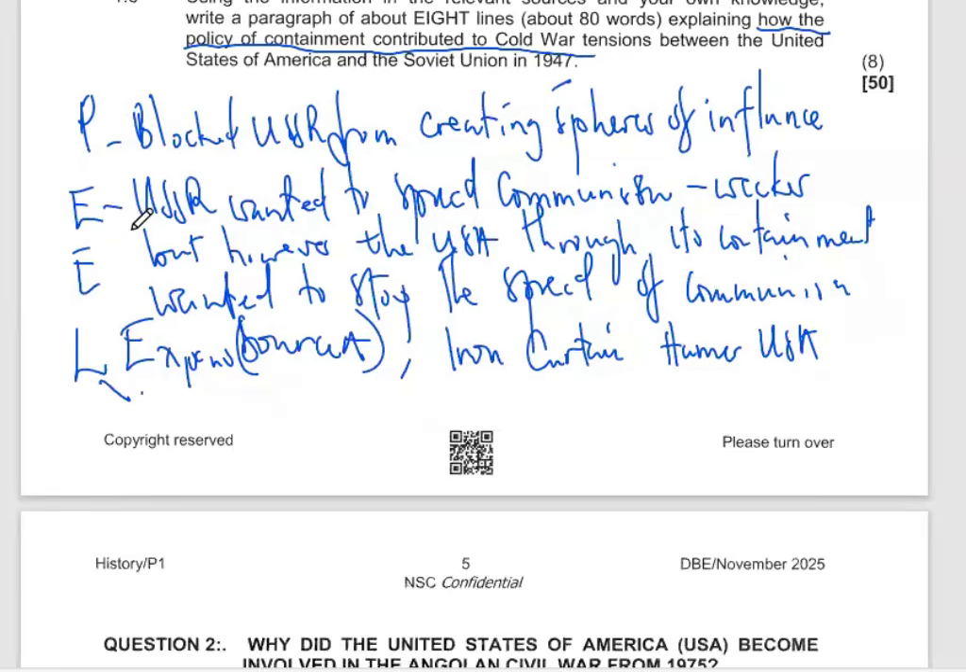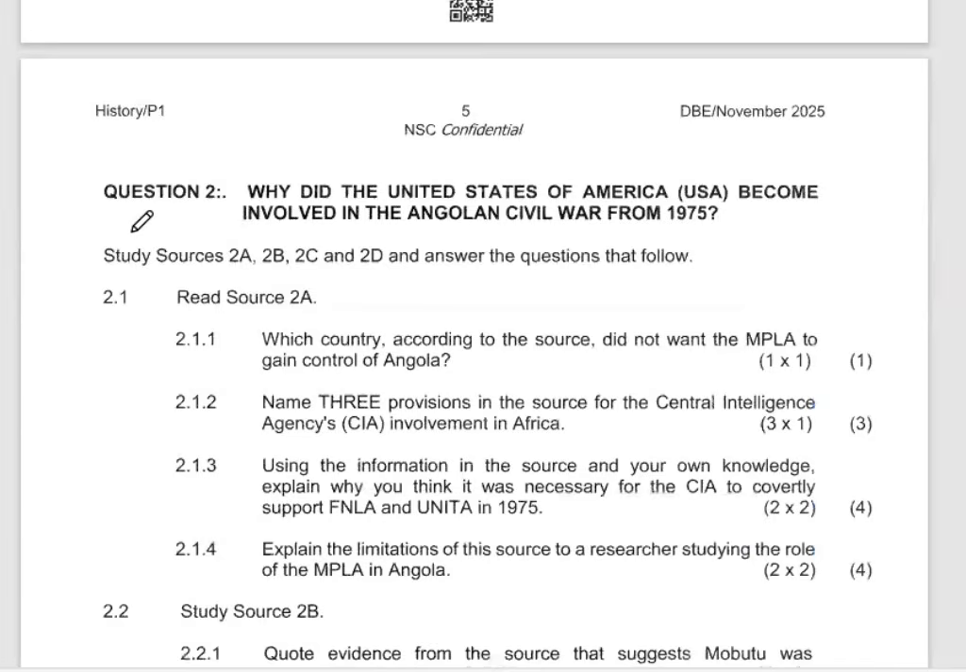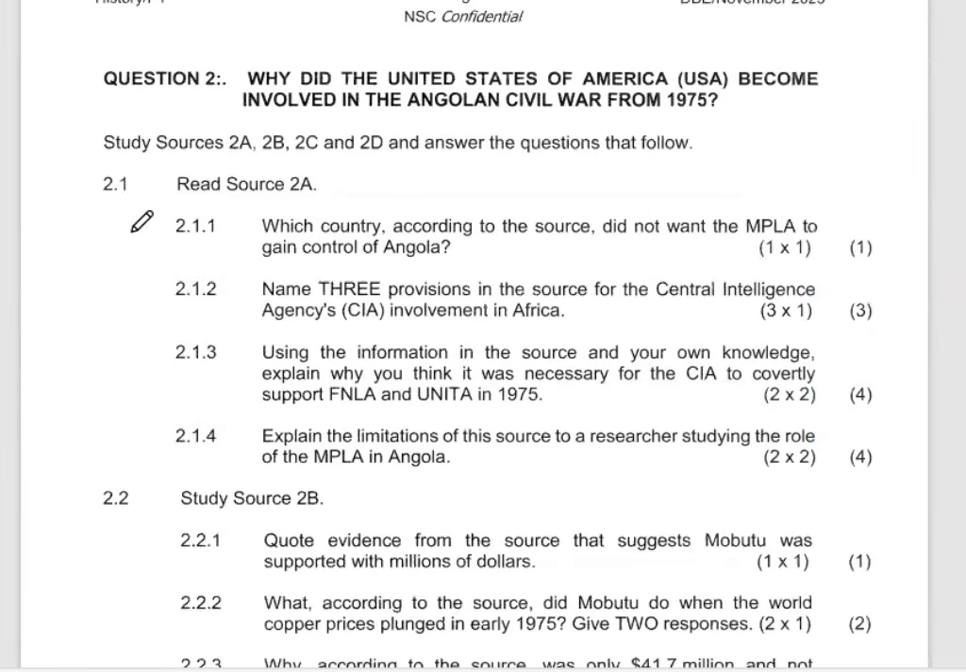Right, that takes us to the end of the question. We are going to move on to question number 2, and we are going to highlight the possible responses for question number 2. As usual, question number 2 is Independent Africa, with the focus on Angola. Our focus is: why did the United States of America become involved in the Angolan Civil War from 1975?